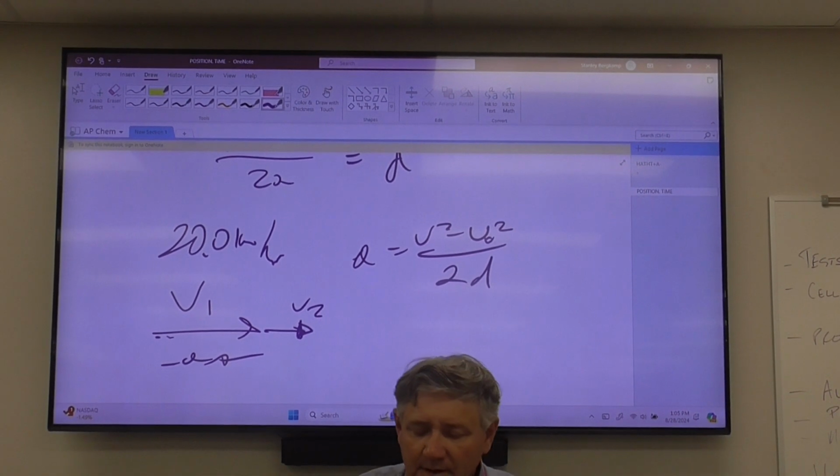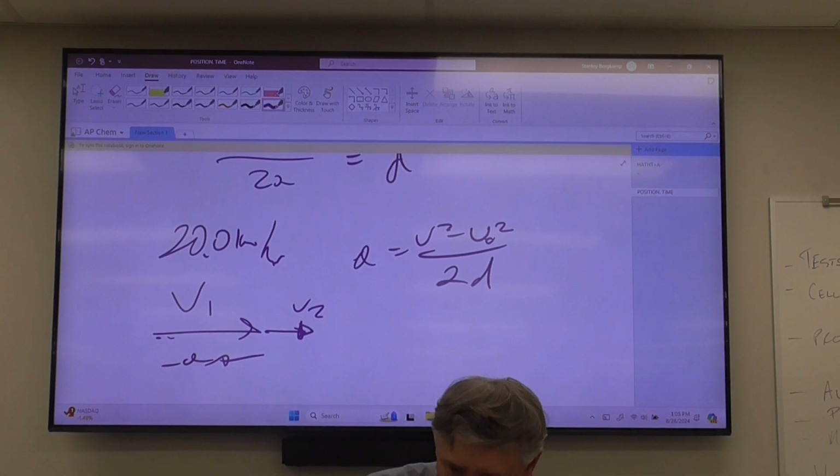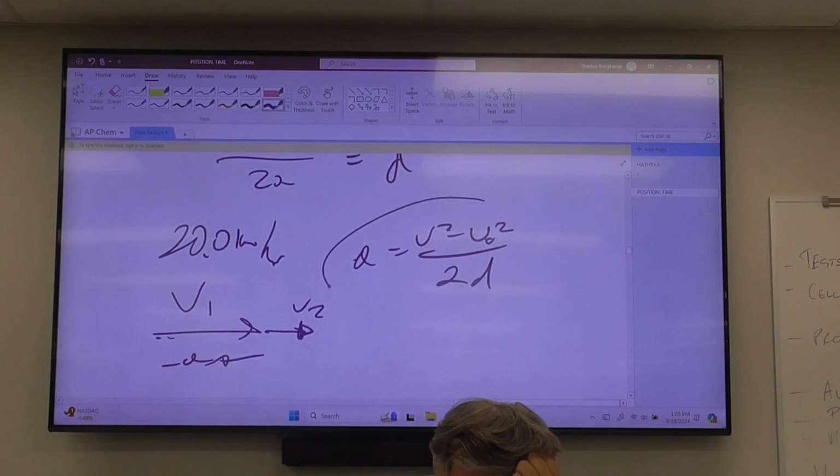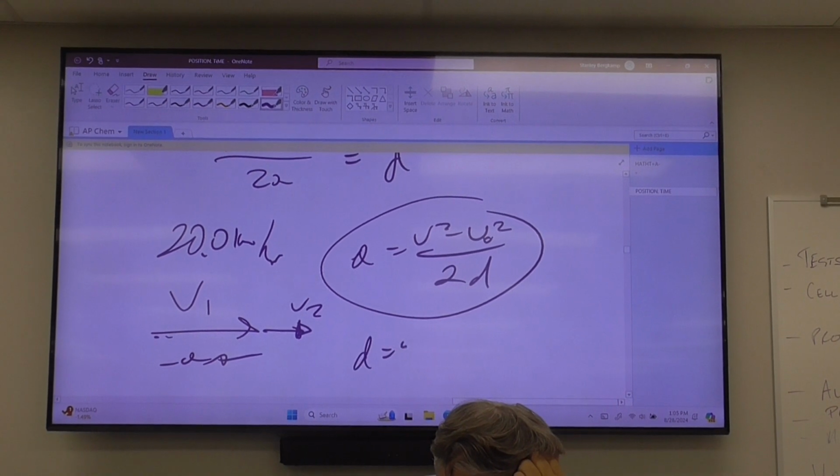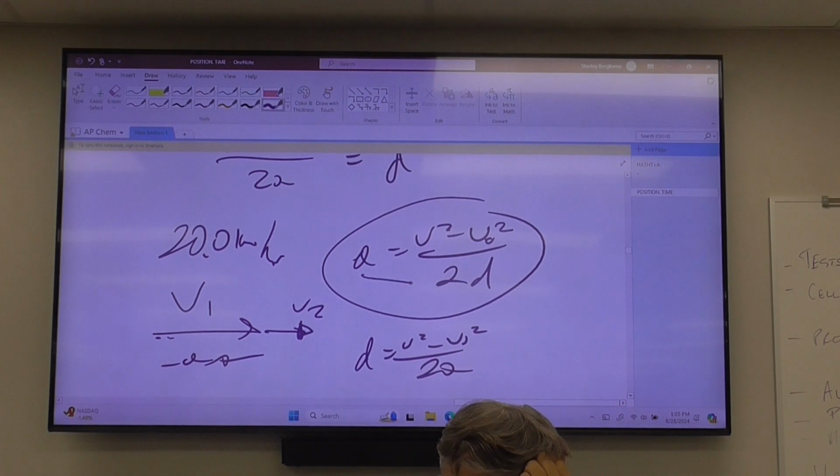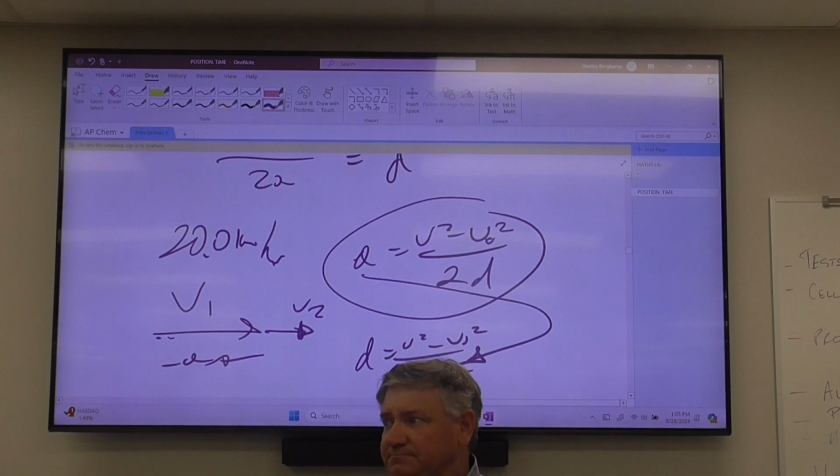Now, you're going to try and find the stopping distance. So you're going to go back to that equation, and your stopping distance is going to be v squared minus v naught squared over 2a. And then you're going to use that acceleration.